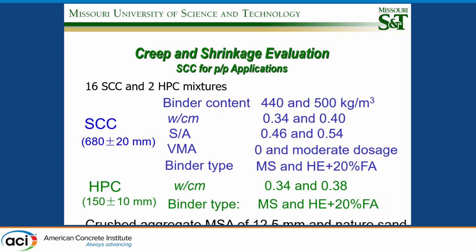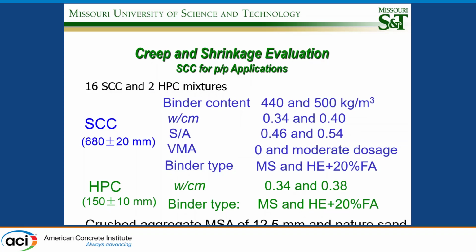All right, in the NCHRP, we tested 32 mixtures, with a variety of binders. We started with workability and mechanical properties, and when we got to viscoelastic properties, we knew that there are certain binder types that are not going to give us the strengths that we need. So we reduced that, and we ended up with 16 SCC mixtures.